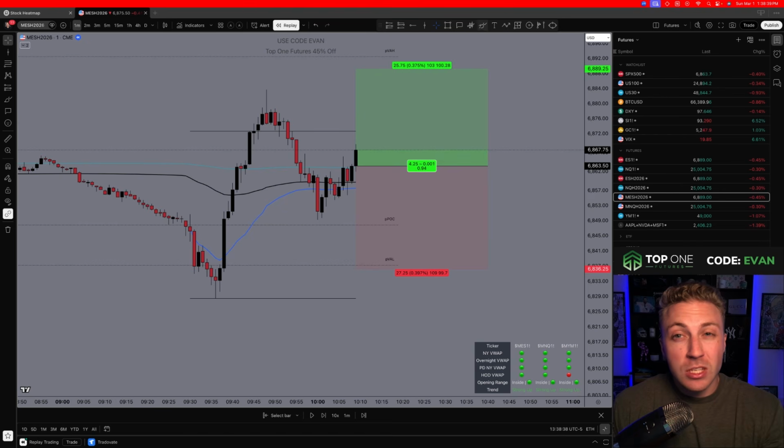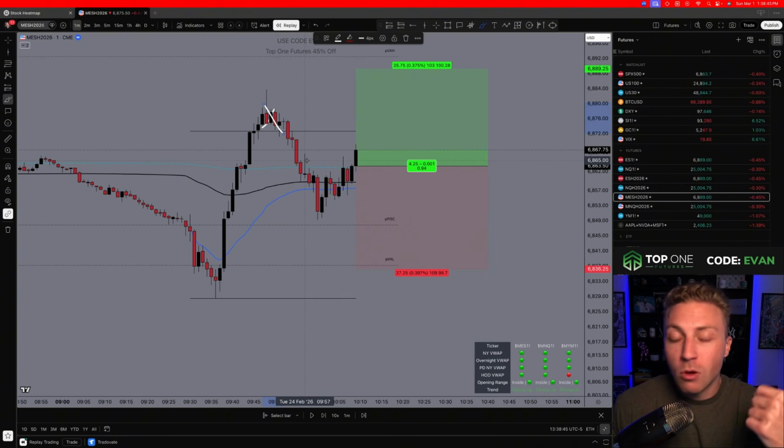We're outside of the range. This is now also the second break outside the open range high I mentioned in the beginning of the video. I don't chase the first one. The whole strategy is about pullbacks to VWAP, trade the trend continuation. Trend seems to be very bullish today.